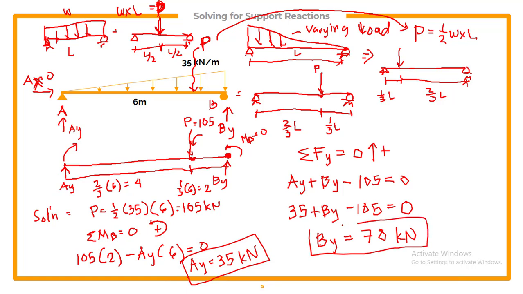This is the value of By. As you can see, guys, the force at By is bigger than at Ay, since the load of 105 is closer to By. Therefore, By exerts a larger force compared to Ay, which is 4 meters away from the load, while By is only 2 meters away. So By must exert a greater force.